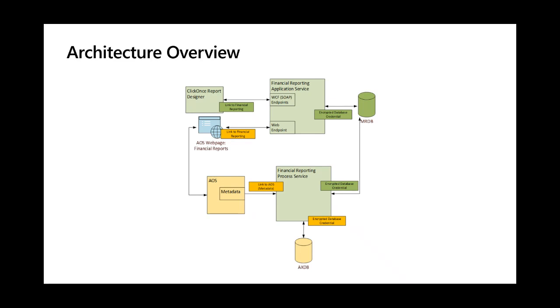The application service is interactive and it responds when you're making requests from either the ClickOnce report designer or when you're interacting with the financial reports on the web pages. This service stores and retrieves data from the financial reporting database for your use. The other service on the lower right is the process service. It's not interactive and it acts sort of like a batch. It processes the jobs for report generation or for the data integration. It brings metadata from the AOS and financial data from the operational database into the Data Mart for use in financial reporting. So on to a little bit of detail about the Data Mart itself. Next slide.